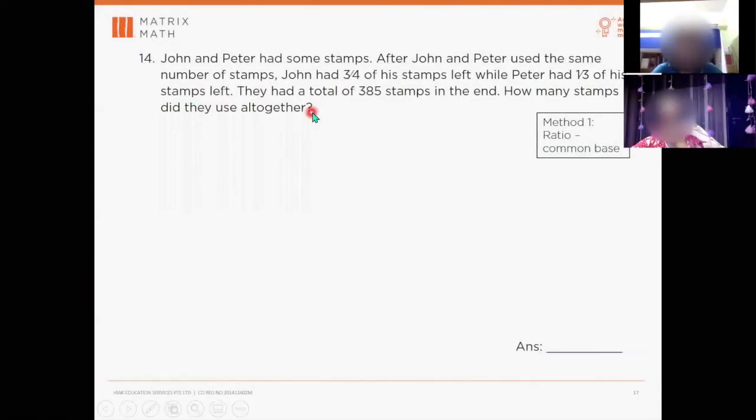Okay, so John and Peter had some stamps. After John and Peter used the same number of stamps, John had 3/4 left, Peter had 1/3 left. So they say total in the end they have 385. How many stamps did they use all together?